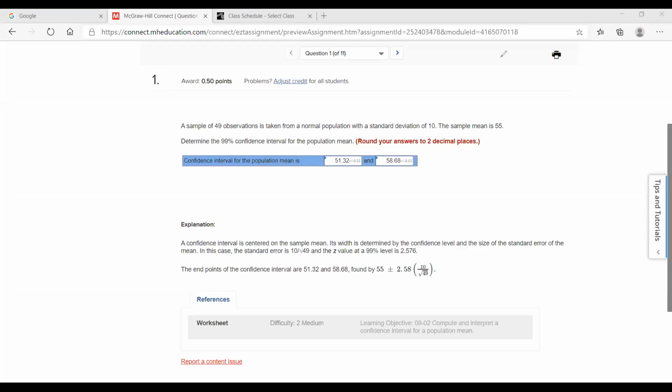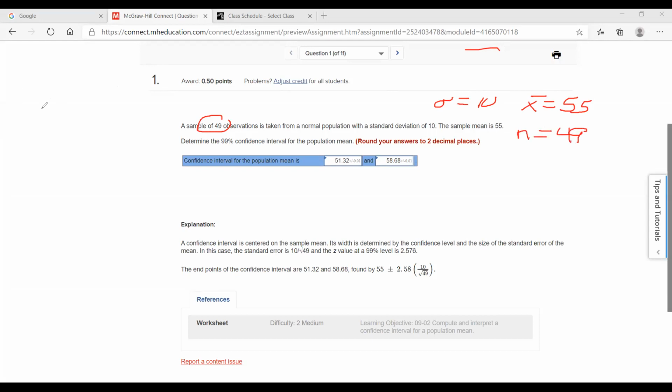All right, let's take a look at your chapter 9 homework. This is problem 1, and we're going to do a confidence interval. In this problem, it says they have a sample of 49 observations. It's a normal population, so sigma is equal to 10, x bar, which is our sample mean, is equal to 55. And of course, our sample size is 49.